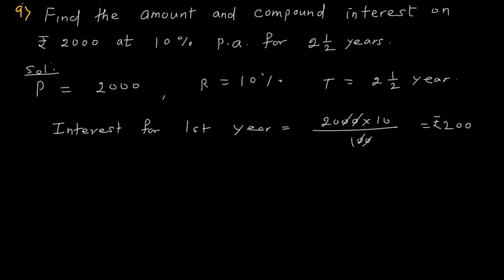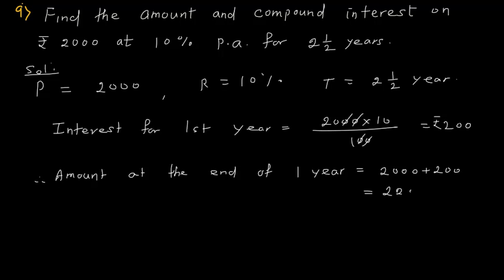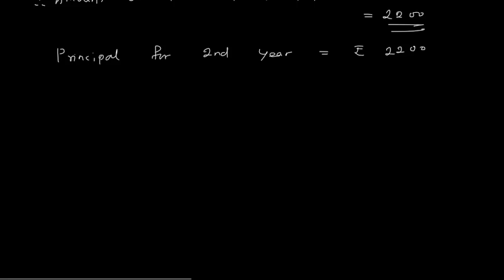This is interest for first year. So therefore amount at the end of 1 year is 2000 plus 200, that is 2200. This is principal for second year. So principal for second year is rupees 2200.